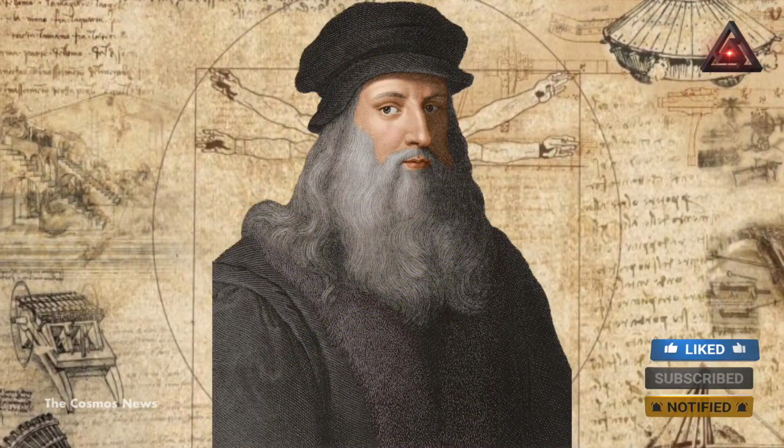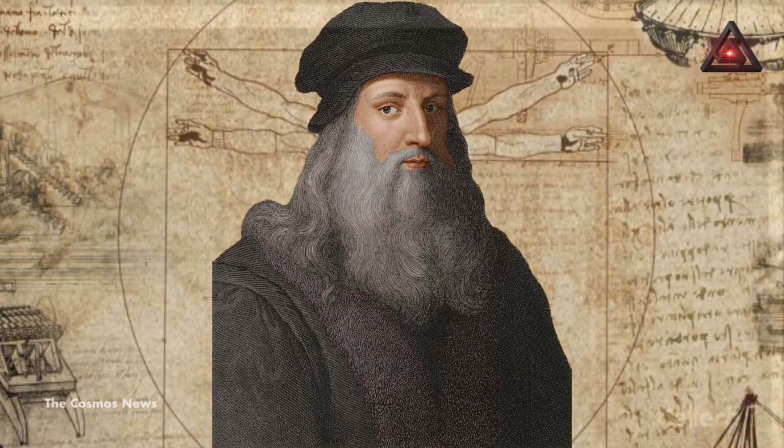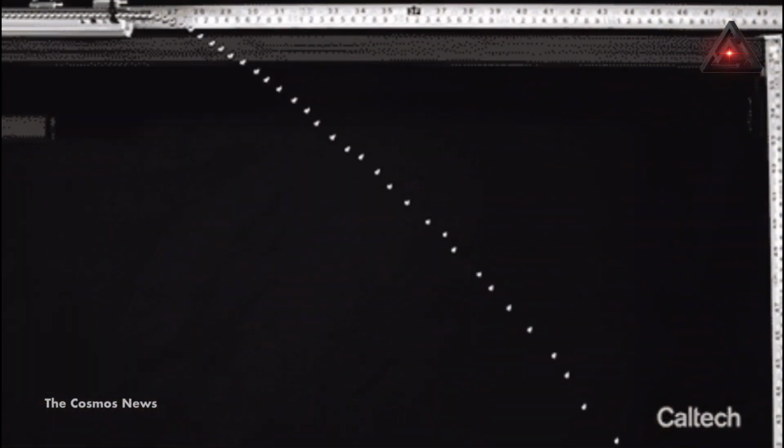We don't know if Leonardo did further experiments or probed this question more deeply, but the fact that he was grappling with the problems in this way in the early 1500s demonstrates just how far ahead his thinking was.